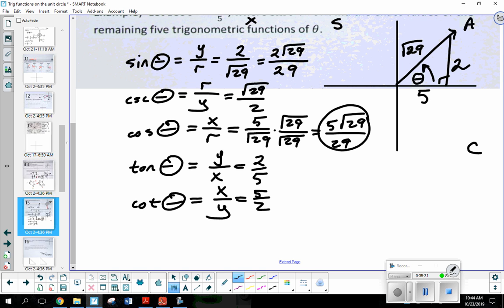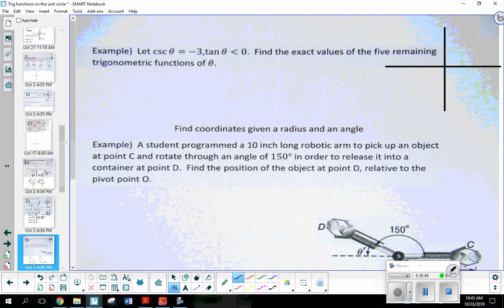Okay. So the major part of this problem, there's nothing new. It's just getting the correct diagram in the right quadrant. Okay. So let's try another one of those. It looks like this will be our last problem today.